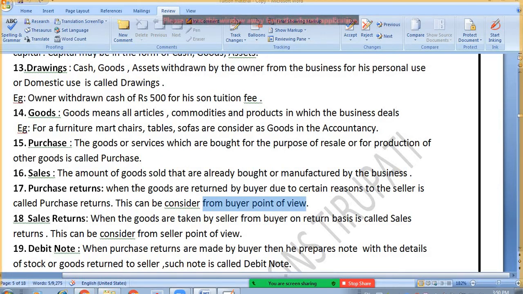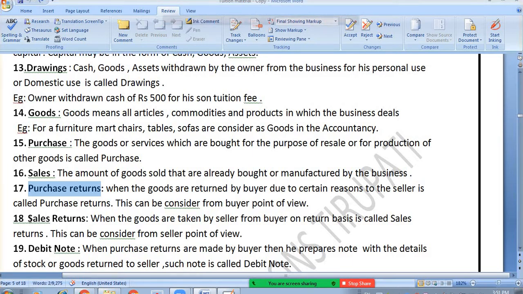So what the buyer does here: in case the goods are not necessary to him, or any stock is left after selling some products, or there are damages in the purchased goods, or the quality is not good, then the buyer tries to return the goods. Such returning activity by the buyer is considered as purchase returns.